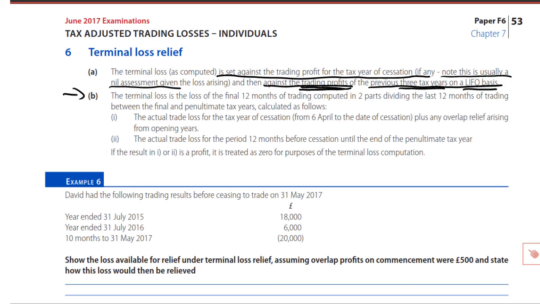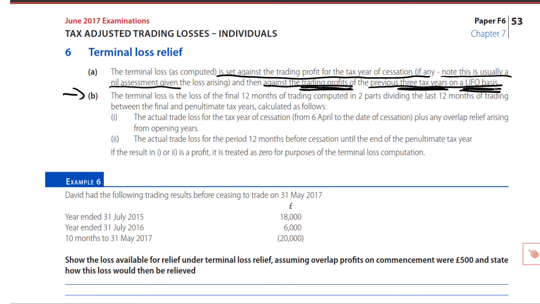This relief is against trading profits. I guess really it makes some sense. We know that as you've ceased trading, there is no possibility of carry forward. Had you carried forward, it would have gone forward against future trading profits of the same trade. So I guess the logic here is if you can't go forward, you can go back. So we can go back against the trading profits of the previous 3 tax years. And this, therefore, is on a LIFO basis.